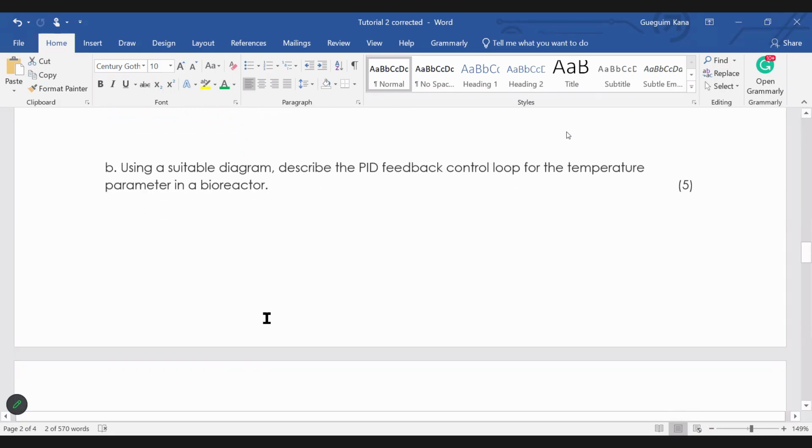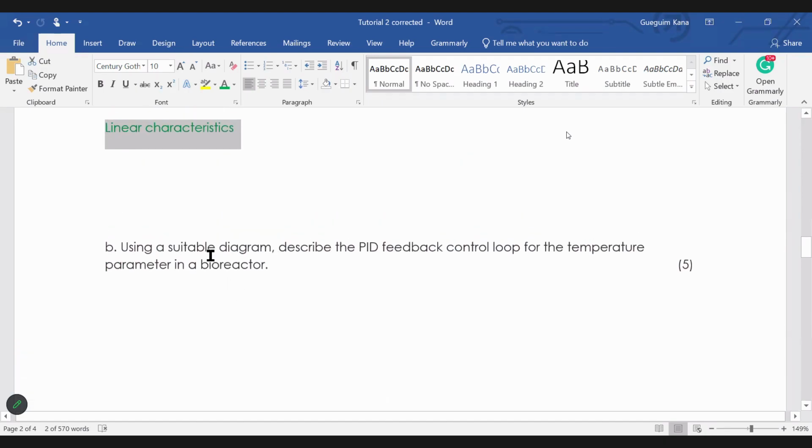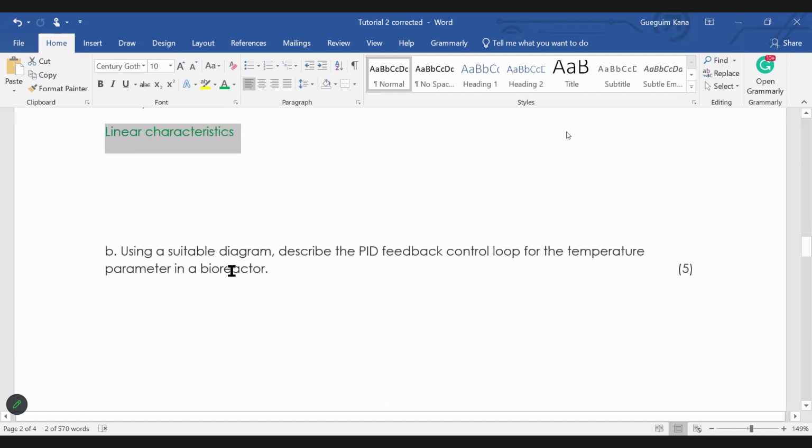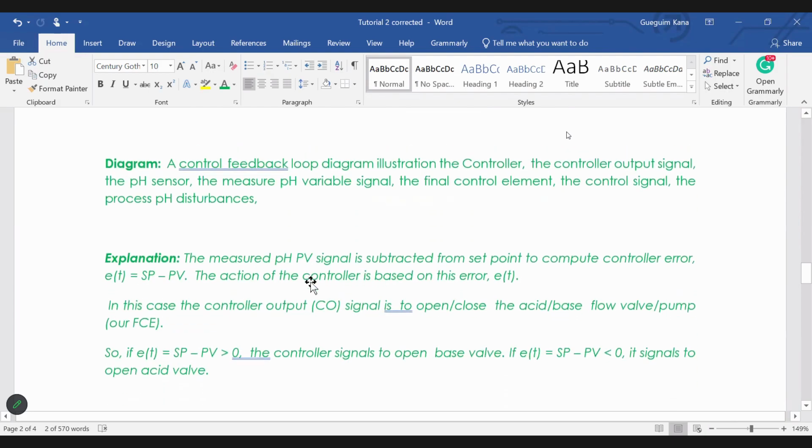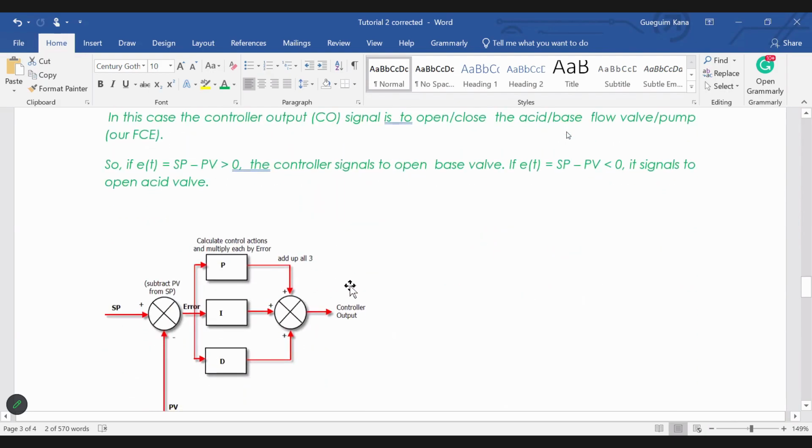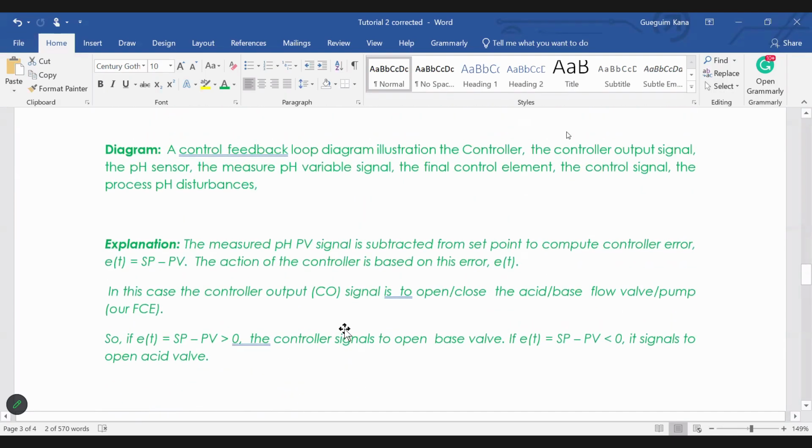Now, the second question asks you, using a suitable diagram, to describe a PID control loop for temperature in a reactor. Here again, you have to have the diagram. It could be any of the diagrams, I repeat, any of the diagrams that we encountered during the lecture. But these three parameters, PID, have to be reflected in it.